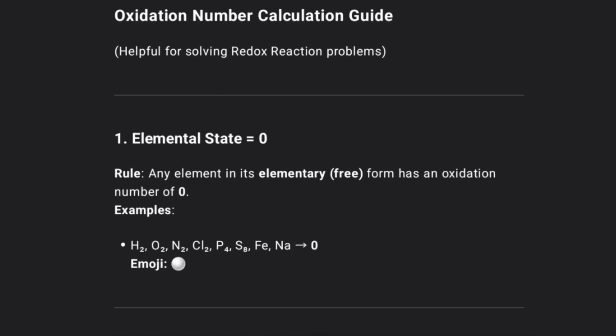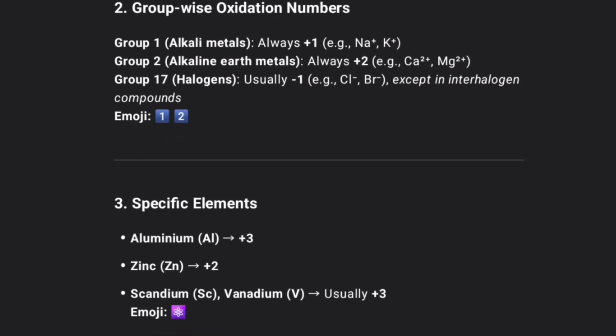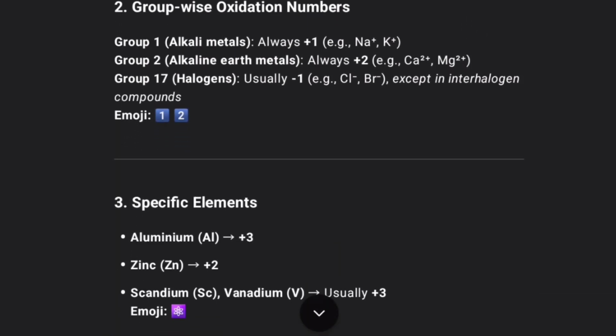Problems. 1. Elemental state equals 0 rule. Any element in its elemental form has an oxidation number of 0. Examples: H2, O2, N2, Cl2, P4, S8, Fe, Na. 2. Group-wise oxidation numbers. Group 1 alkali metals, always +1, e.g. Na⁺, K⁺. Group 2 alkaline earth metals, always +2, e.g. Ca²⁺, Mg²⁺. Group 17, usually -1, e.g. Cl⁻, Br⁻, except in interhalogen compounds.